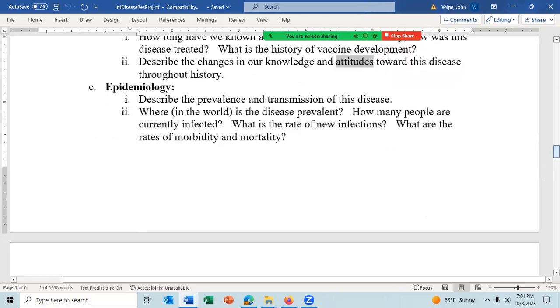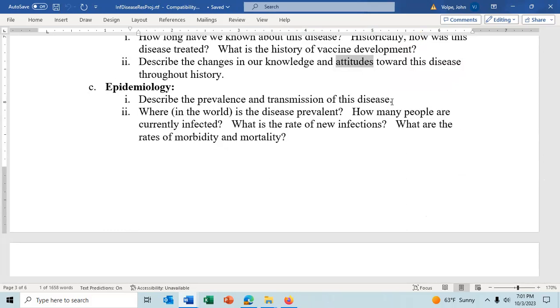All right, the next section should be epidemiology. You should describe the prevalence and transmission of this disease. If it's worldwide, just state that, like tuberculosis. It's a worldwide disease. It might be more common in certain locations than others. Like I do know, it's much more common in cities than it is in the rural areas. I've never heard anyone state that, but I know it's a fact. And it also might be more common in certain nations than others, like third world countries.